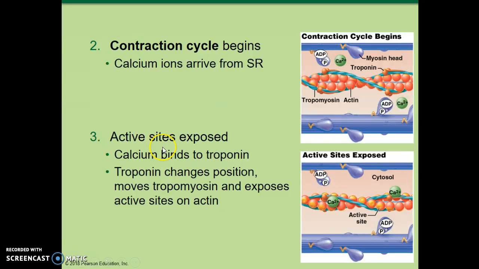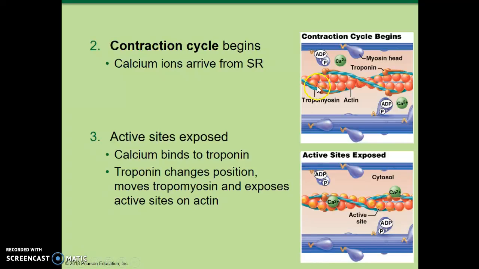The contraction cycle begins when calcium is released from the sarcoplasmic reticulum. Troponin has a binding site for calcium. So we're going to see that calcium is important in moving troponin. Once calcium binds to troponin, troponin moves. And as it moves, it's going to move that secondary protein that we're interested in, the tropomyosin.